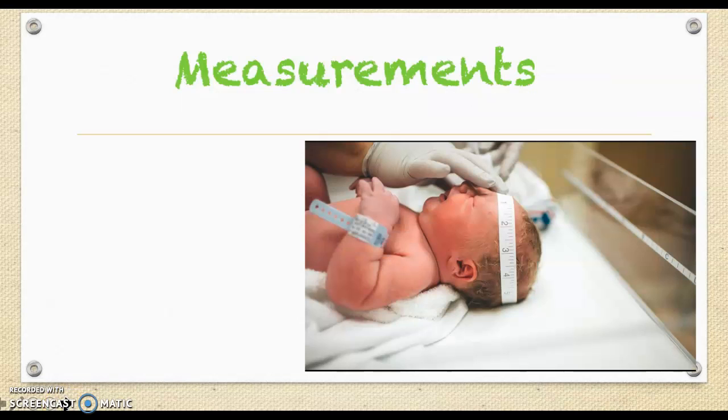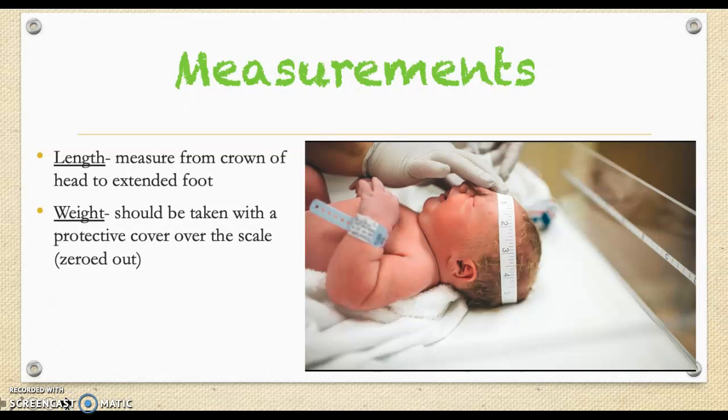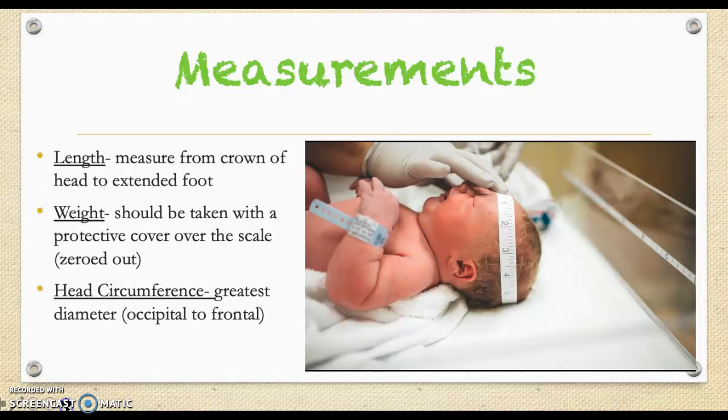So we're going to take some measurements when the baby is born. We're going to take an OFC. Gosh, I could not remember. So occipital frontal circumference. I want to see how big that head is. The head should be the largest part of the body. We're going to take the length from the crown to extended foot, and that can be tricky for a toned, nice flexed baby. And then we're going to take a weight. We always take pictures of that for our parents, so we hold the baby up so we can take the picture of the baby with the weight.